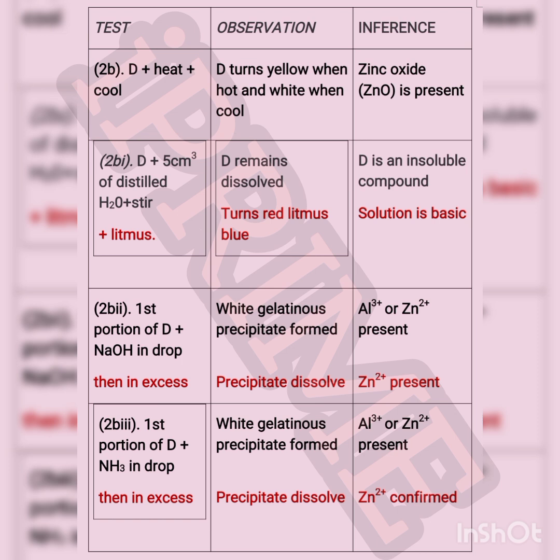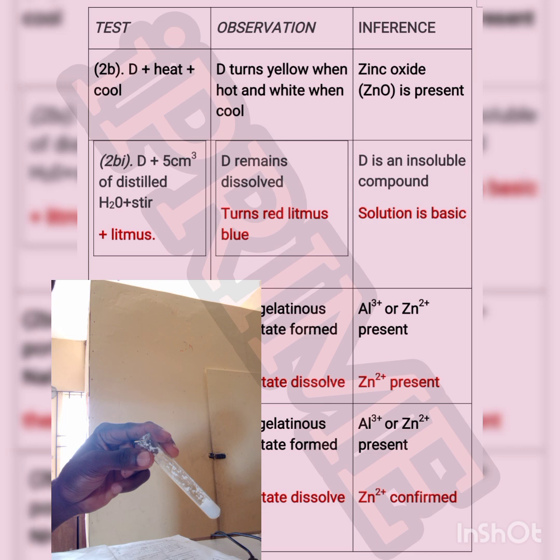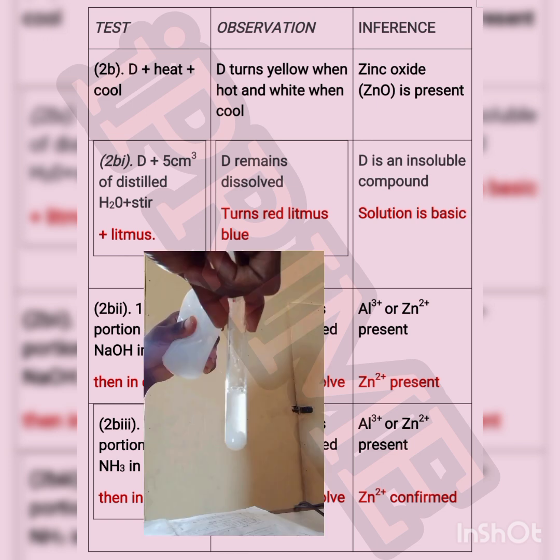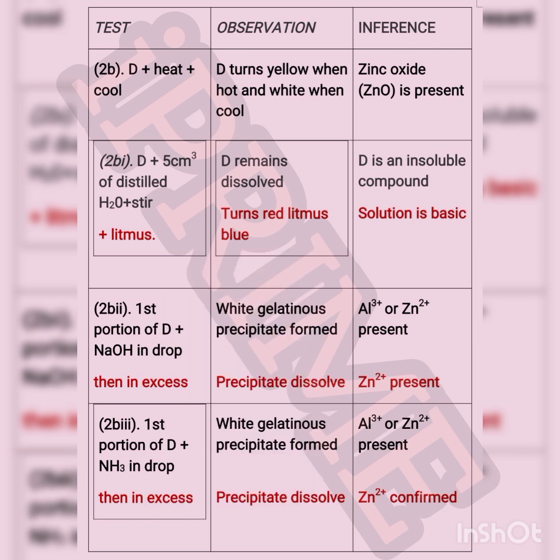Now we have to put the remaining portion of D. Take the remaining portion of D, the one you reserved, and put it in a test tube, and add about 5 cm cube of distilled water. Then you divide it into two.